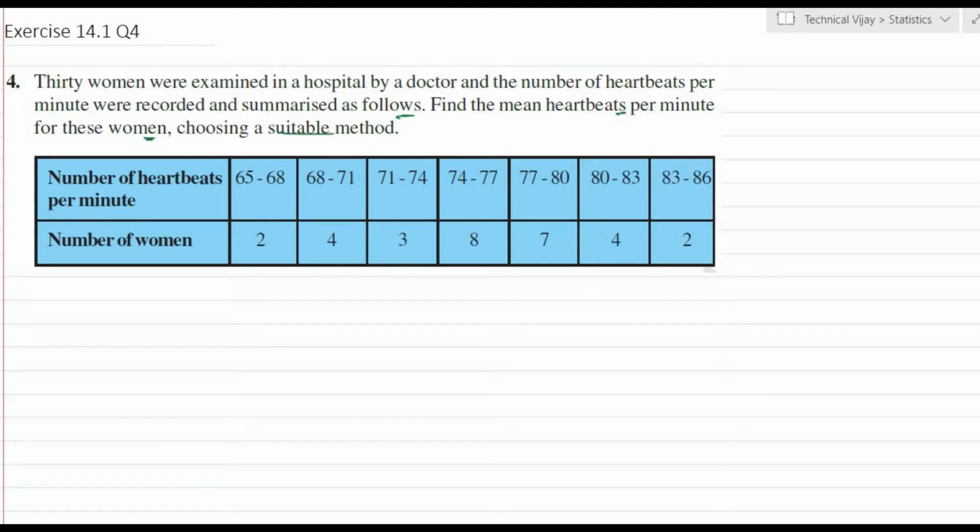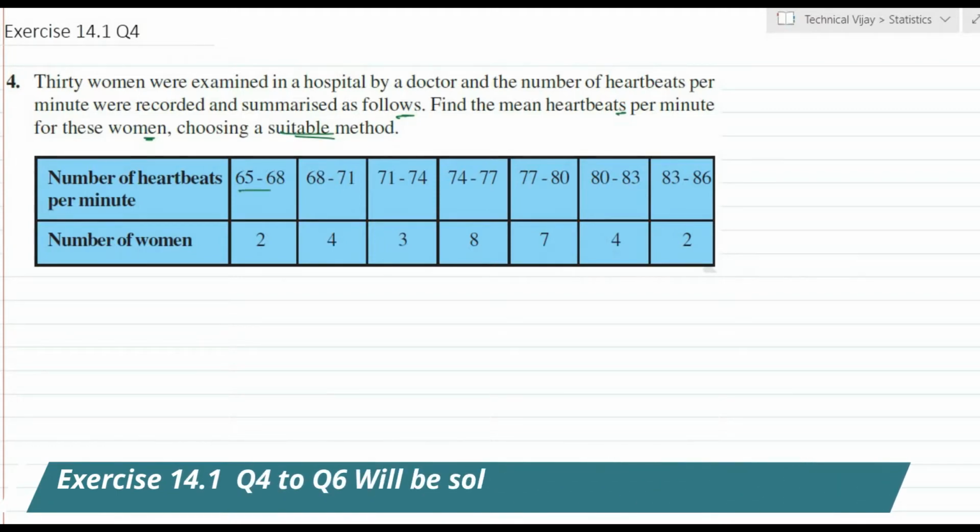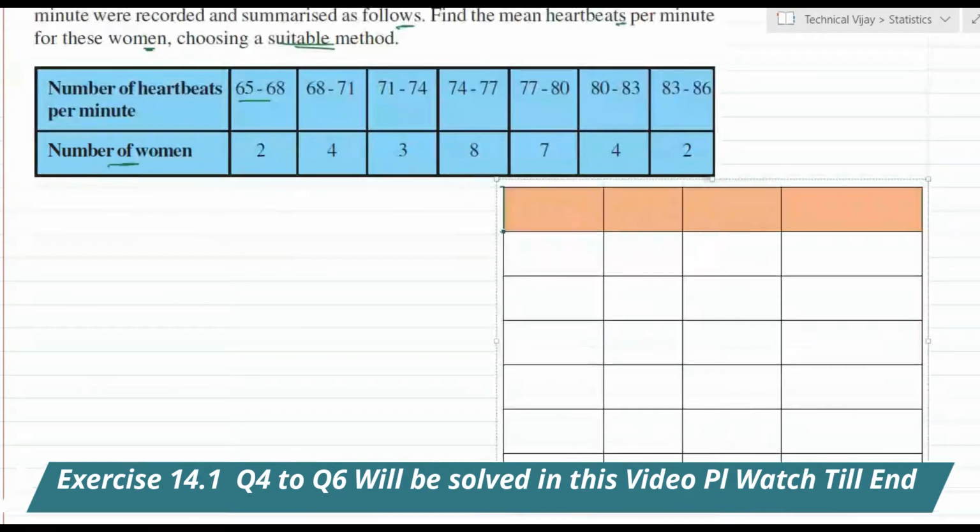Choosing a suitable method. See, number of heartbeats per minute, here 65 to 68. So like this a table is given. That is the number of women also he has given, that is frequency. So now we will put a table. Here I will put a diagram, this one.